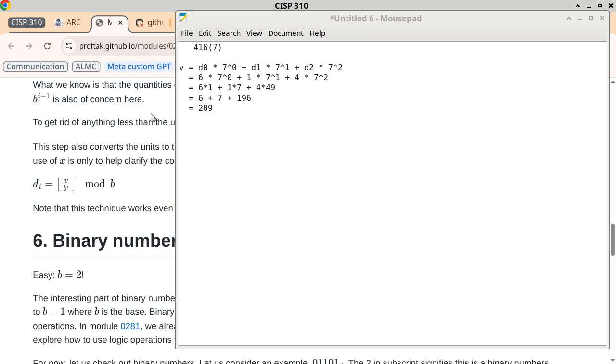So the second one is the one that you see on the left-hand side of the editor. It says d of I equals the floor of v divided by b to the power of I, mod b. Okay, so now we're going to take the base 10 number, which is 209, and try to reverse it back to d0, d1, and d2, just to double check our math, because we should get back the original digits. Does that make sense? Okay, I see some nods.